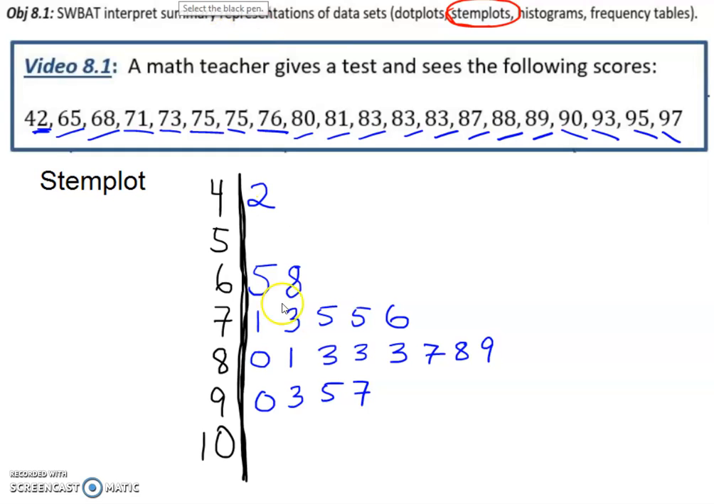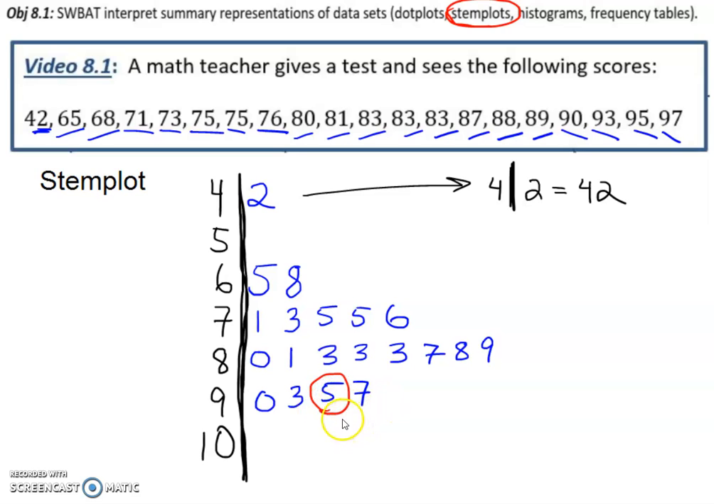The last thing that you always need to put for stem plots, or you always should at least, is a key, because this is not the most common thing in the world, so it's always important to write what this means. So 4 bar 2 means 42. There should always be a key. If there's not, then someone made a mistake. Just as a reminder, when you see this 5 right here, that's not actually a 5, that's a 95. So this means there is a student who scored 95.